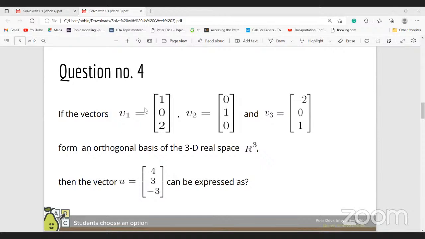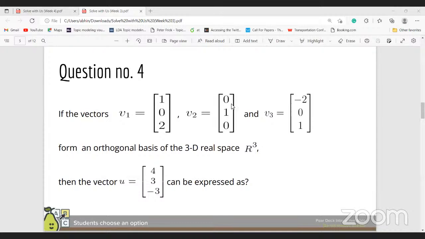So see, I have got very different answers. I think the first 4 answers are correct. Why I'm thinking so? Because I have solved it and I have got 11 by 5 as C3. Rest 2 I have not solved, but 11 by 5 I got. So what you have to do is just C1 V1 plus C2 V2 plus C3 V3 equal to U, right?